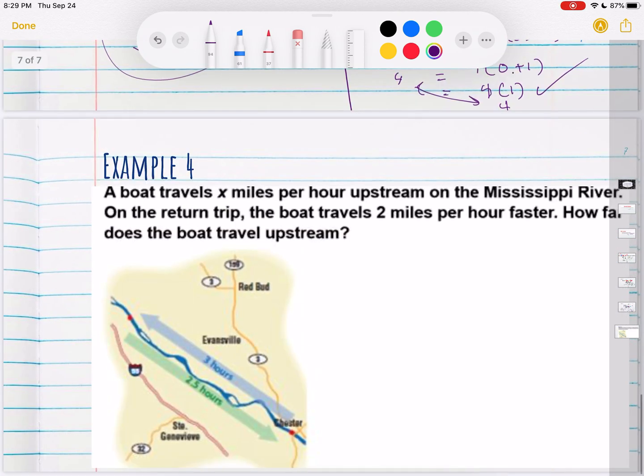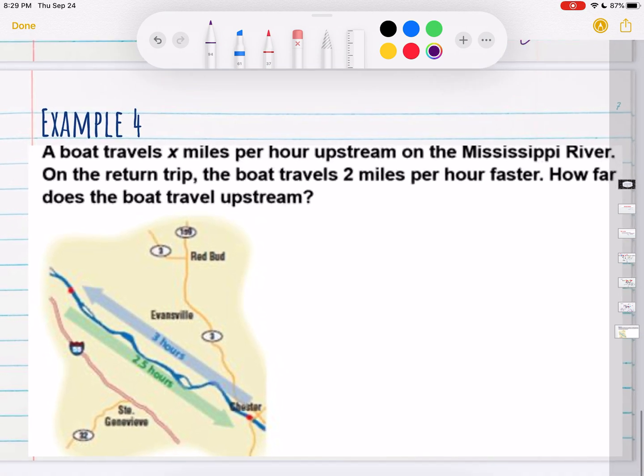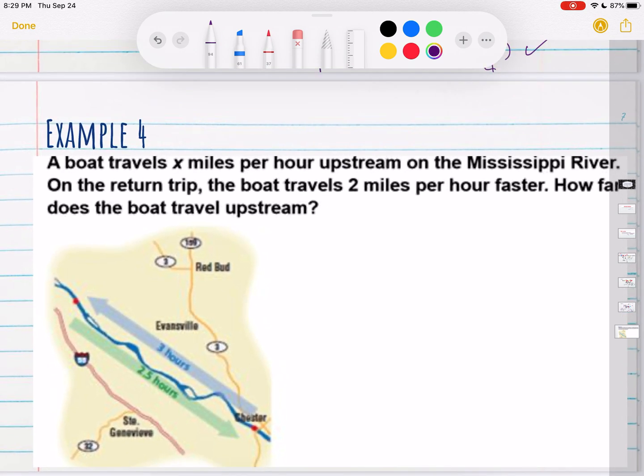Okay, 8th graders, we're just going to finish off with a fun word problem, okay? So a boat travels x miles per hour upstream on the Mississippi River. On the return trip, the boat travels 2 miles per hour faster. How far does a boat travel upstream? Well, let's see, what is my question? That's how far does a boat travel upstream?